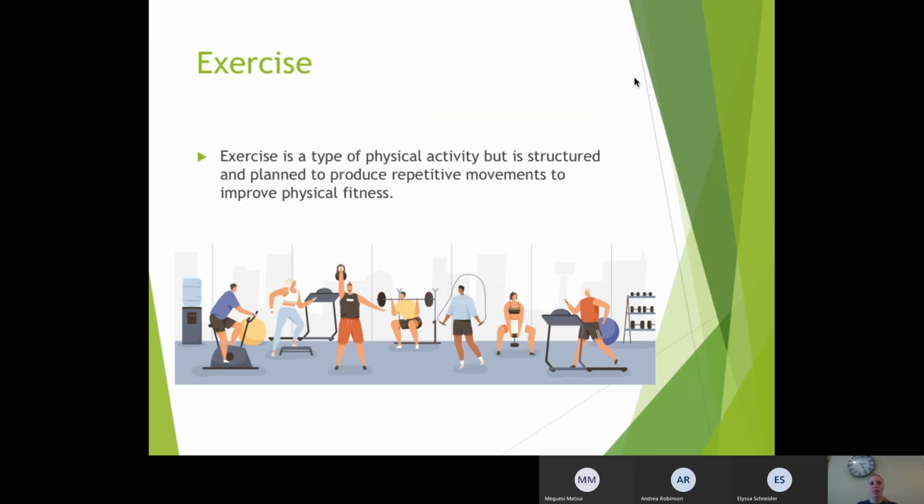So exercise is a physical activity, but exercise has this component of repetitive movements with a specific type of intensity over a specific time frame. As you see here, we've got somebody on a treadmill, somebody doing a squat, jumping rope, leg press, dumbbells, step ladder, and another person on a bike.